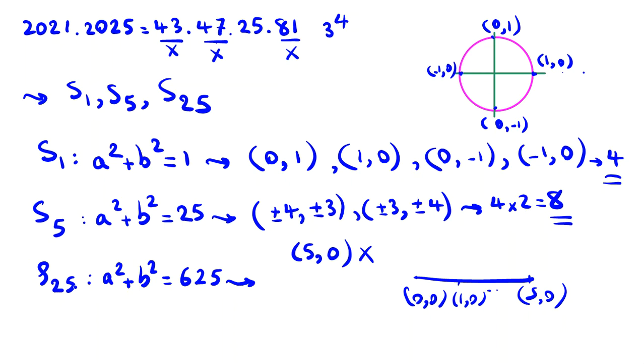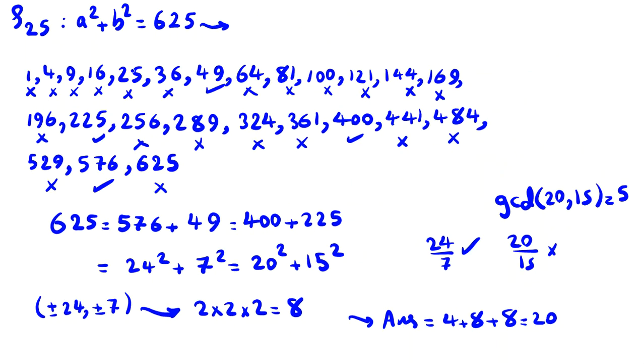The last case we should consider is S_25, where a squared plus b squared equals 25 squared, which equals 625. We write all the squares less than or equal to 625, and then we try which of them sum to 625. So 625 can be equal to 576 plus 49, or 400 plus 225, which is 24 squared plus 7 squared, and 20 squared plus 15 squared. Because we said their GCD must be 1, 20 over 15 is not in lowest terms, so it is bad. We should consider only 24 and 7.